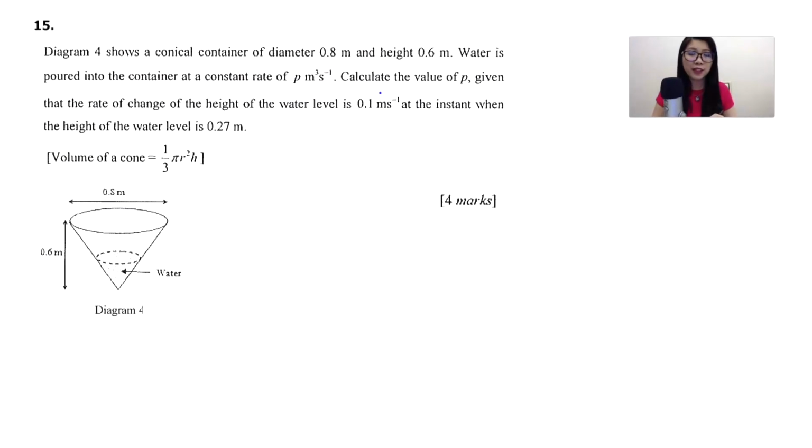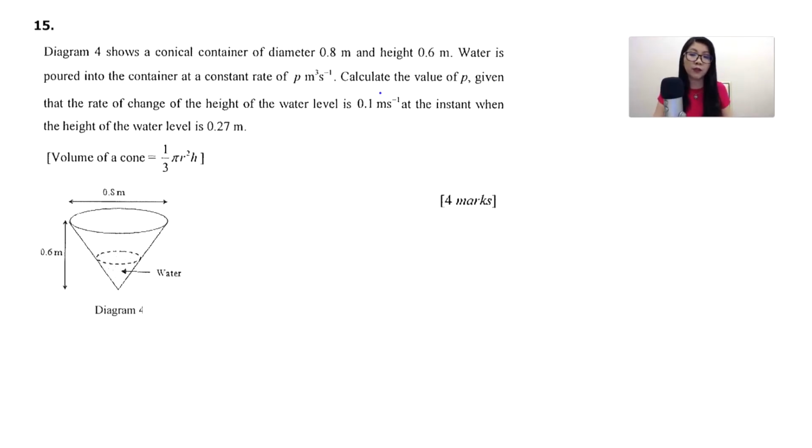Let's look at question number 15. So this is under differentiation. Diagram 4 shows a conical container of diameter 0.8 meters and height 0.6 meters. Water is poured into the container at a constant rate of p meter cube per second. Calculate the value of p given the rate of change of the height of the water level is 0.1 meter per second at the instant when the height of the water level is 0.227 meters.